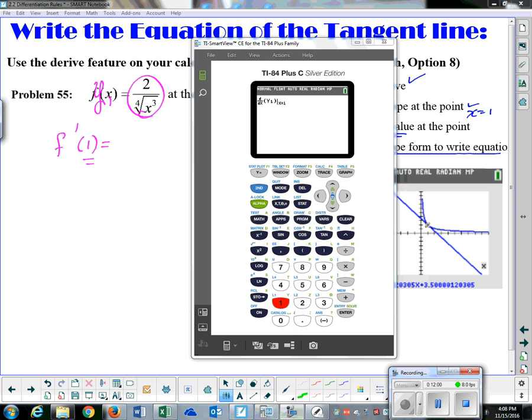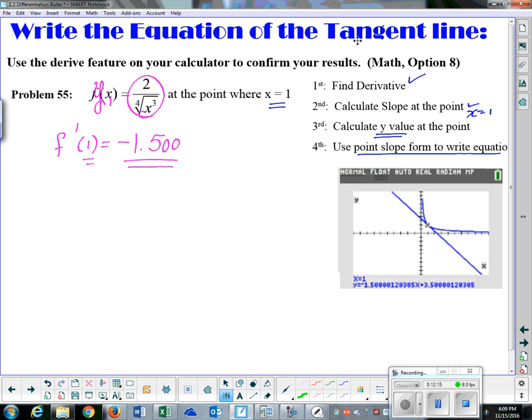Okay, let's see, we were evaluating this at 1. And hit enter. And what does this give me? Well, it gives me the slope, negative 1.5 and 0, 0. Lots of zeros. Let's just make this then negative 1.5. You know, it's an estimation that's kind of going on, so it's negative 1.5. Now, I've got my slope. Got that. We need a y value. Let's find the y value.